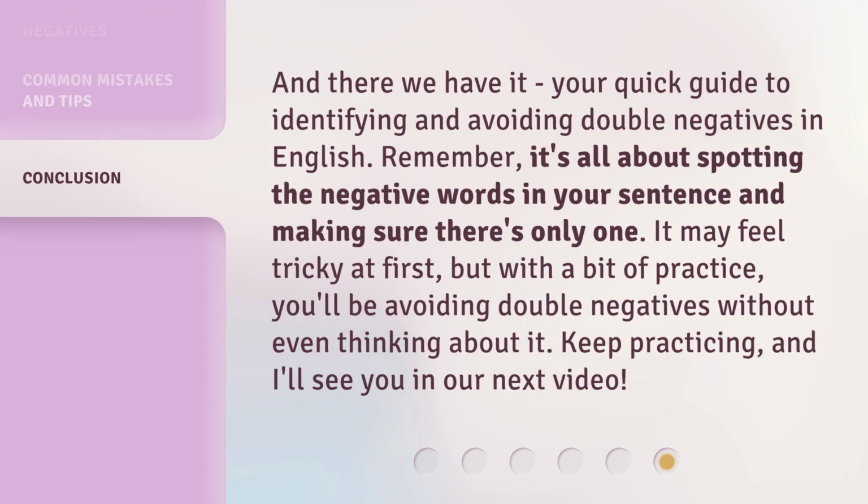And there we have it, your quick guide to identifying and avoiding double negatives in English. Remember, it's all about spotting the negative words in your sentence and making sure there's only one. It may feel tricky at first, but with a bit of practice, you'll be avoiding double negatives without even thinking about it. Keep practicing, and I'll see you in our next video.